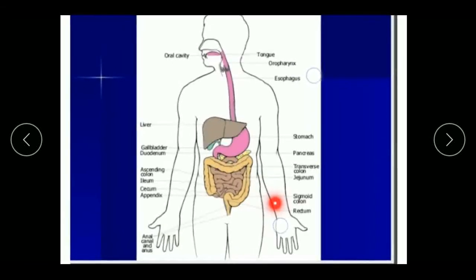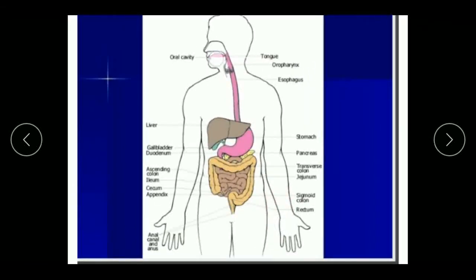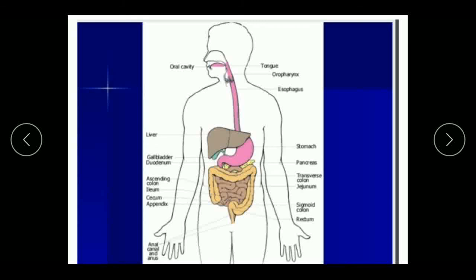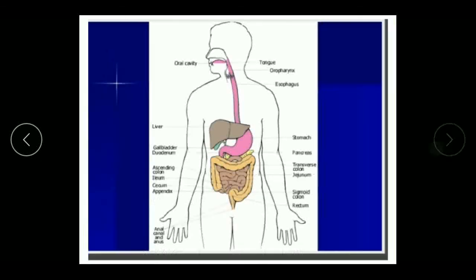See the picture. It is the digestive system: mouth, then pharynx, salivary glands found in the mouth region, and esophagus. Food enters the esophagus and then the stomach. Then the small intestine, large intestine, the gallbladder and the pancreas are involved in food digestion.